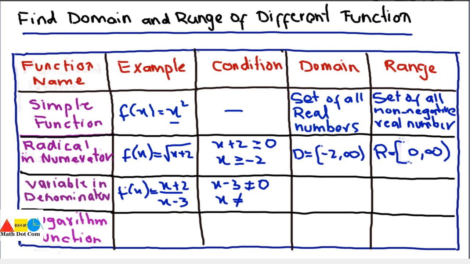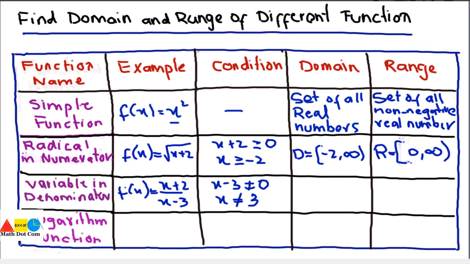X should not be equal to 3. So whenever x is equal to 3, we will get 3 minus 3 equals 0 in the denominator. That will become undefined. So this is the condition whenever you come across an expression with a denominator. Now what will be the domain? Domain is basically the values of x that are allowed to use.